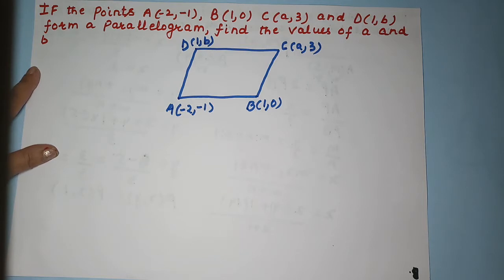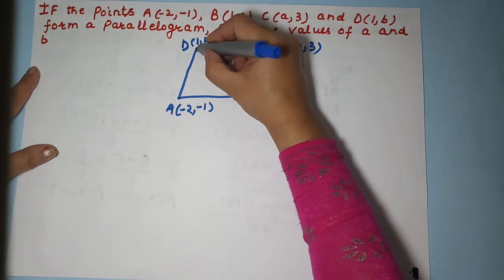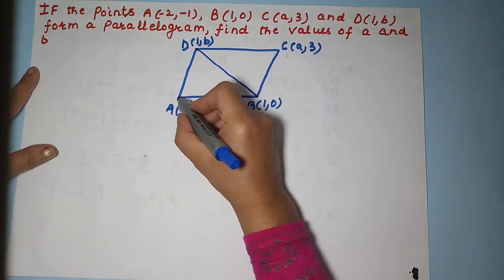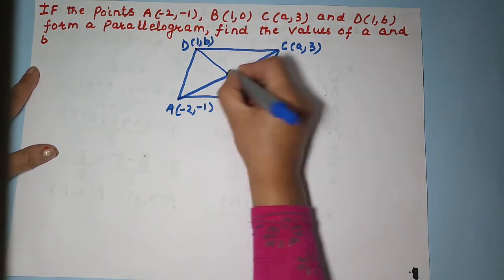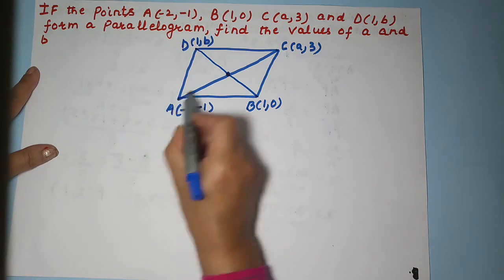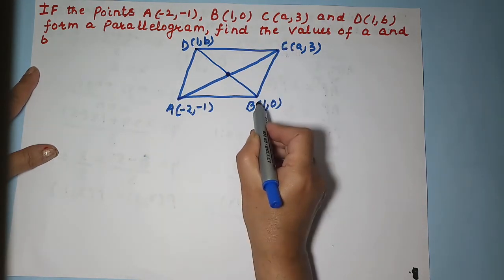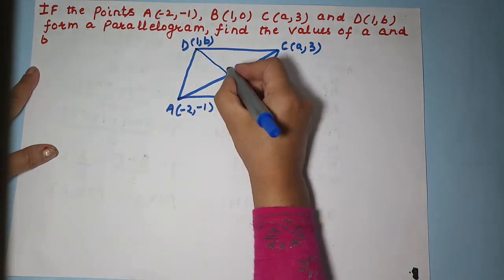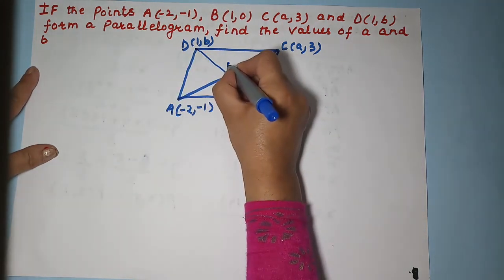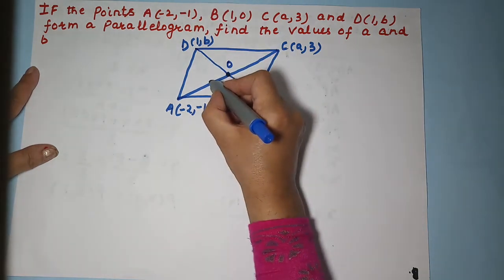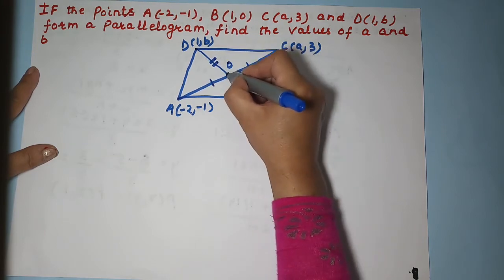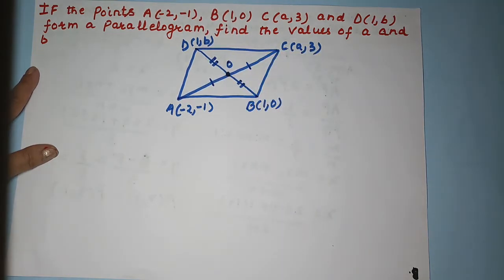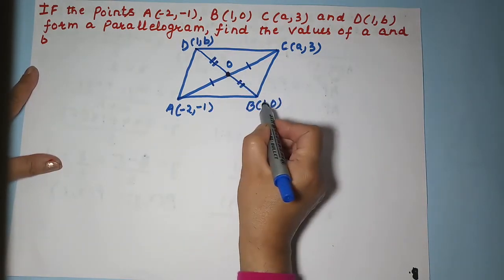For this we need to know the property of a parallelogram. We know that the diagonals of a parallelogram bisect each other. What does that mean? It means that the midpoint of diagonal AC and the midpoint of diagonal BD are the same. Let's call this midpoint O. So the diagonals bisect each other, so the midpoint is the same. Making use of that, we will calculate the values of a and b.